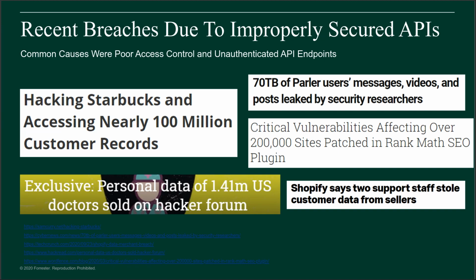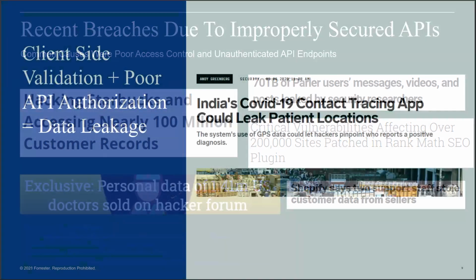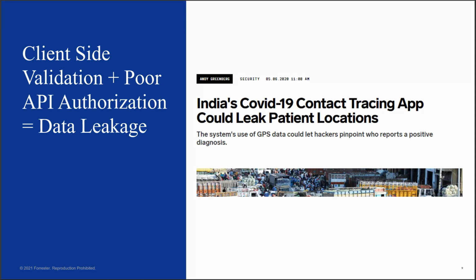I want to give you one particular example that I've been following quite a bit, and I think it's one of my favorite examples of an API problem. And this was India's COVID-19 contact tracing app that came out last year. Now, contact tracing apps were all the rage as COVID was taking hold in the world. We saw a lot of them out there, and we saw a couple that had privacy and security problems. In the case of India, there were two main issues. One, they were validating the call at the client side.